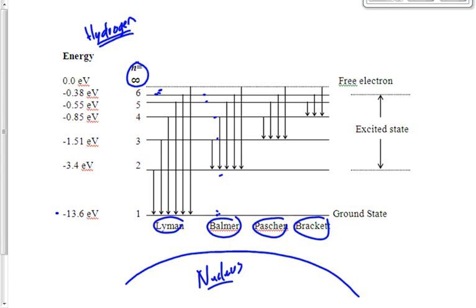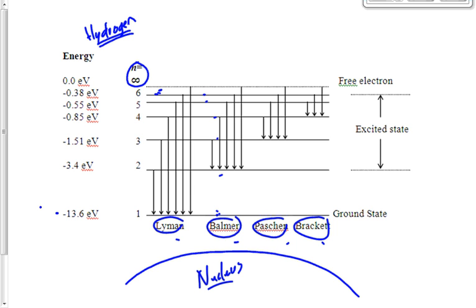You could see a diagram like this for any element. The only difference would be the names on the bottom wouldn't be Lyman, Balmer, Paschen, Brackett, and the numbers on the side wouldn't be the same numbers. The same structure of the diagram would exist, though. It would look the same other than the numbers and the names on the bottom.